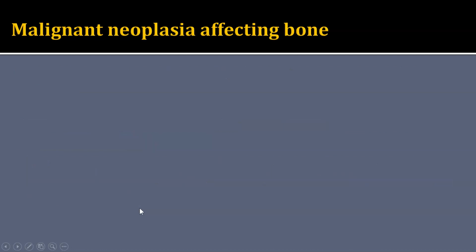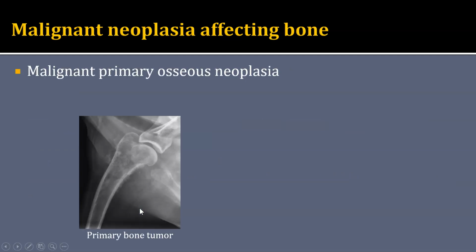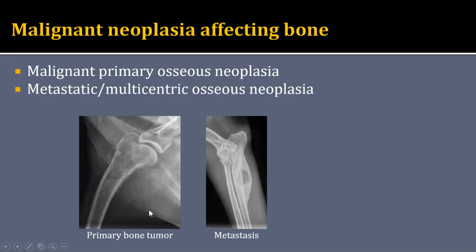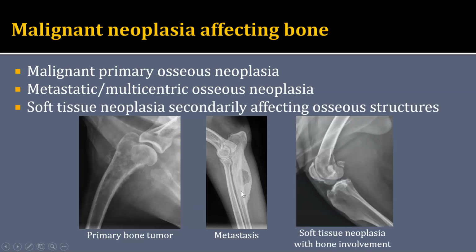So if we consider how malignant neoplasia may affect bone, we can have malignant primary bone tumors, and this is an example of a malignant primary bone tumor affecting the proximal humerus. We can have metastatic or multicentric bone tumors, and this is an example of a metastatic tumor to this proximal ulna. Or we can have a soft tissue tumor that secondarily affects the osseous structure. And in this example, there's a soft tissue mass caudal to the femur that is causing some lysis of the femur, so that has secondary bone involvement.